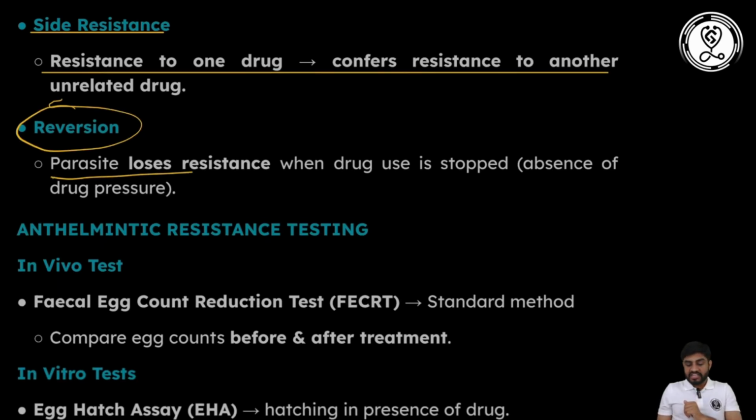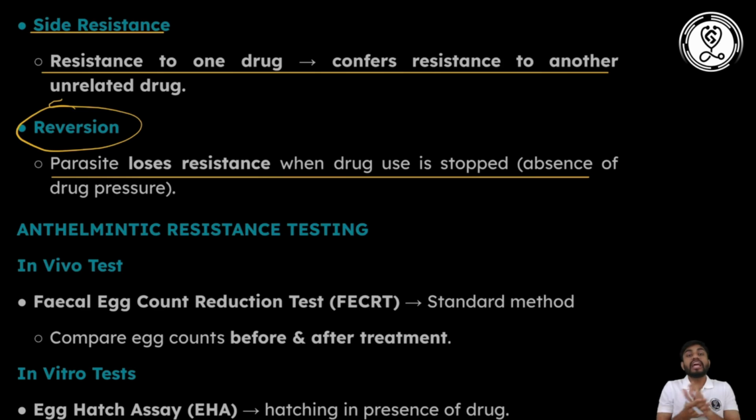Reversion means these parasites will lose resistance when the drug use is stopped. Suppose, if you talk about benzimidazole, we are continuously giving benzimidazole to an animal. So the parasite Haemonchus contortus develops resistance against benzimidazole. But if we remove the use of benzimidazole, then the parasite will also lose resistance to benzimidazole. So if after some time you use benzimidazole again, at that time benzimidazole may be effective. Such a phenomenon is known as reversion.